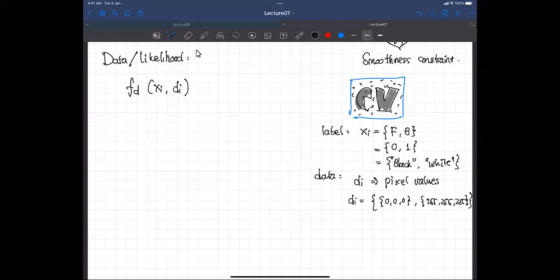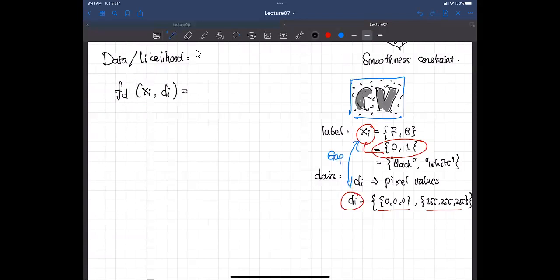Right? So if you look here, the value of xi, which is 0 and 1, and the value of di, which is pixel values, they have a gap. Gap in terms of the scale of the value. It means that in defining the function of fd xi di, we want to minimize this. We encourage this fd to be 0. Minimize to be 0.